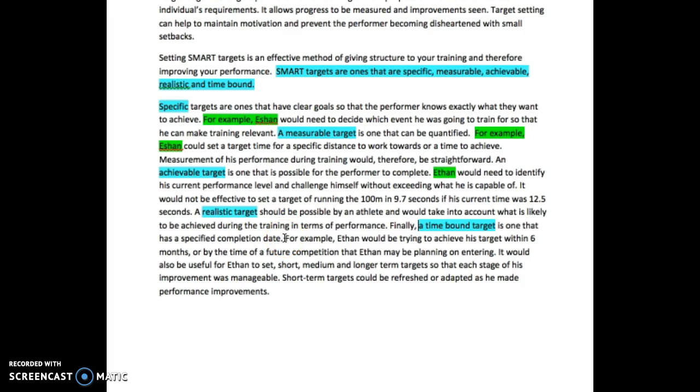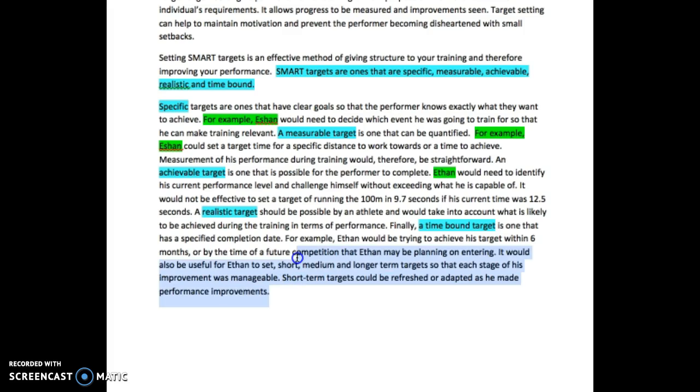For example, Ethan would be trying to achieve his target within 6 months, or by the time of a future competition that Ethan may be planning on entering. It would also be useful for Ethan to set short, medium and long-term targets so that each stage of his improvement was manageable. Short-term targets could be refreshed or adapted as he made performance improvements.